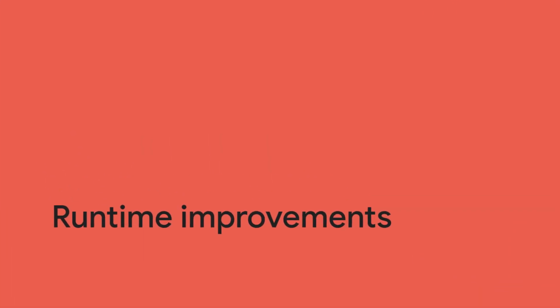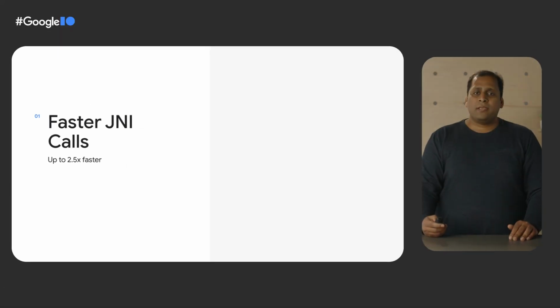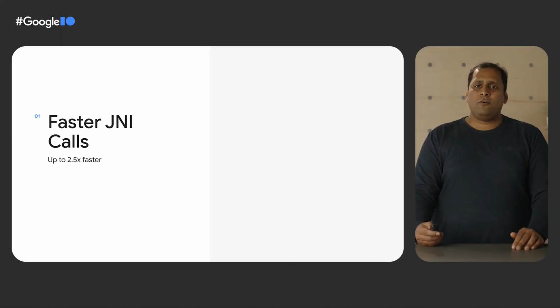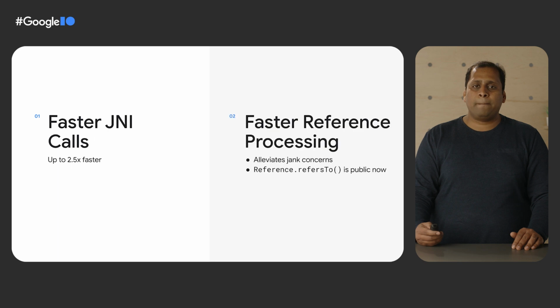The ART performance story doesn't end with GC. Let's move to the other improvements in the runtime. Switching between Java and native code is much faster than before. We have seen up to 2.5x faster JNI calls with the new improvements. We have also reworked the reference processing implementation in the runtime. It has been made mostly non-blocking, alleviating the jank concerns that arise out of it.